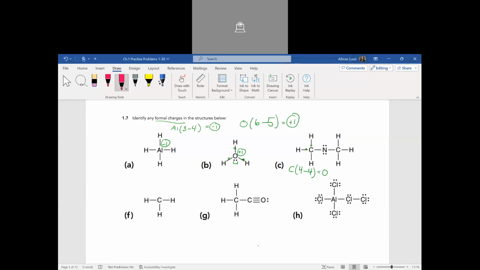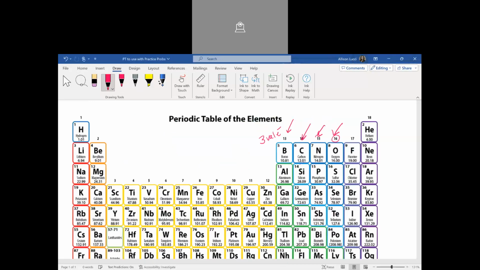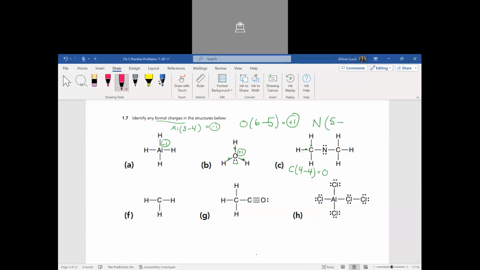So let's look at our nitrogen. Nitrogen, if you do not recall, we'll double check. That's in group 5 here. So nitrogen has 5 valence electrons, or it should to be neutral. So we'll go back and say 5 minus, so it has 2 lone pairs. That's 4 right there. And then it has 2 more valence electrons shared in these covalent bonds. So that's 5 minus 6. So we see that the nitrogen has a -1 formal charge.